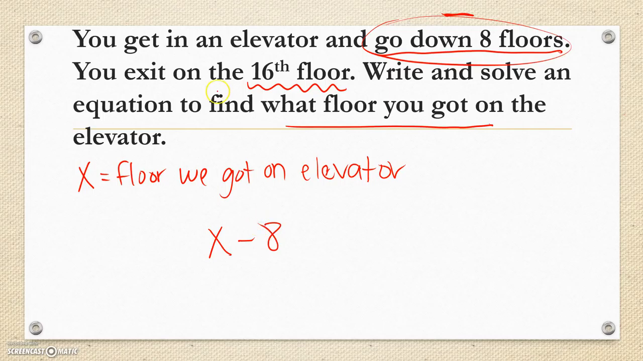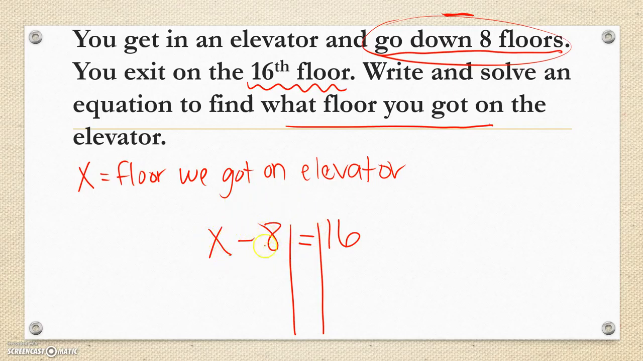And we know that we exited on the 16th floor. So we ended up on the 16th floor. So X minus 8 equals 16. That minus 8 standing for going down 8 floors, and this 16 standing for what floor we ended up on once we got off the elevator. So with this equation, now we're going to solve it and figure out what floor we actually got on the elevator.